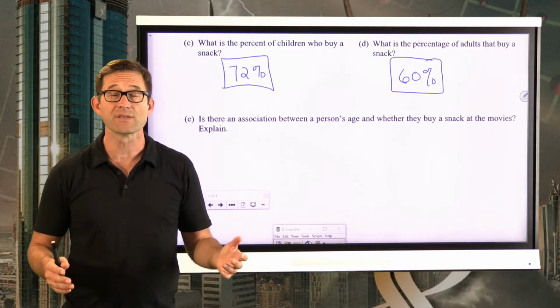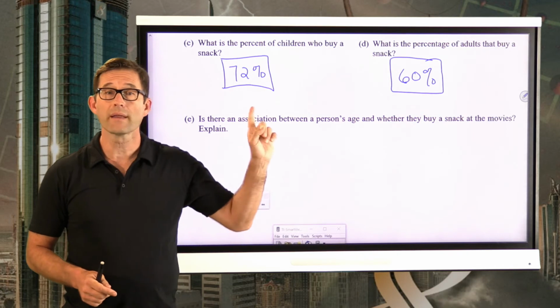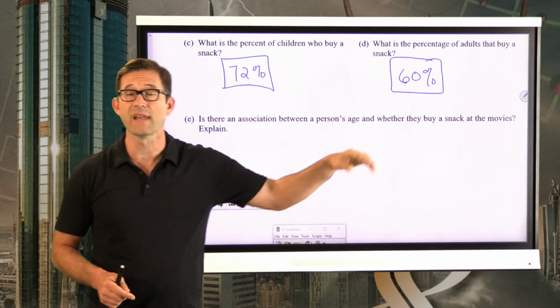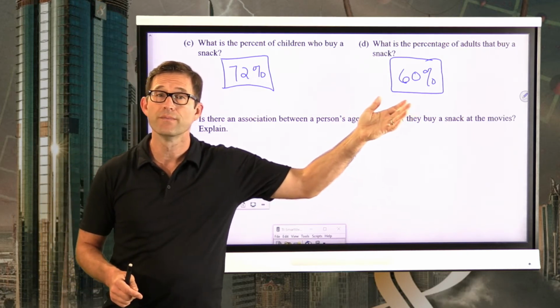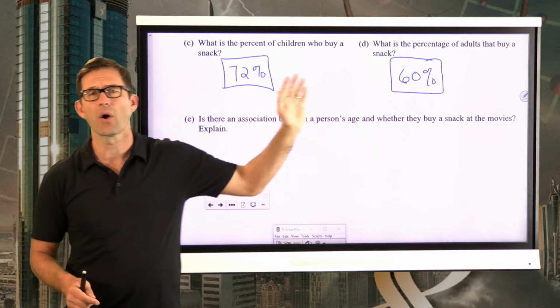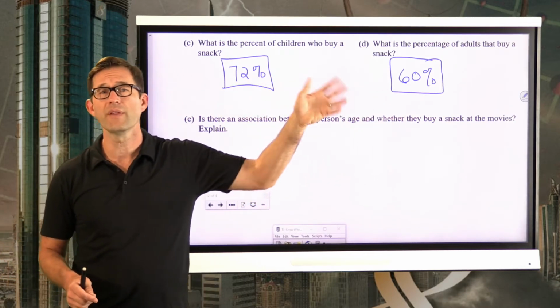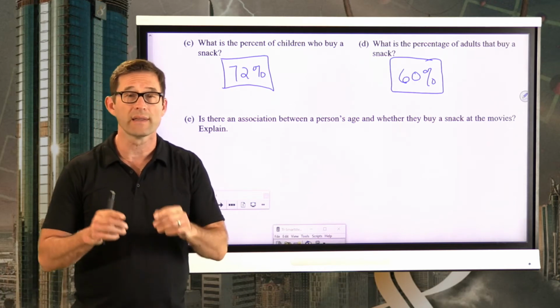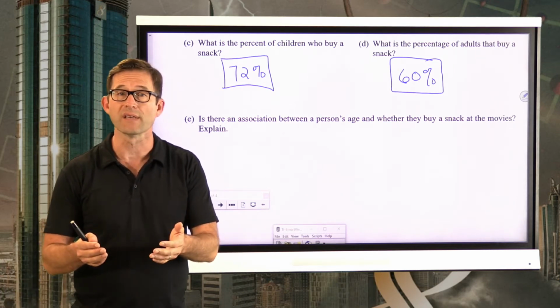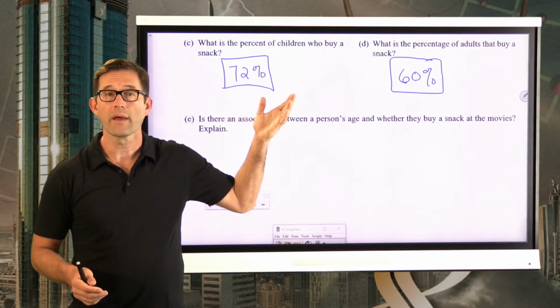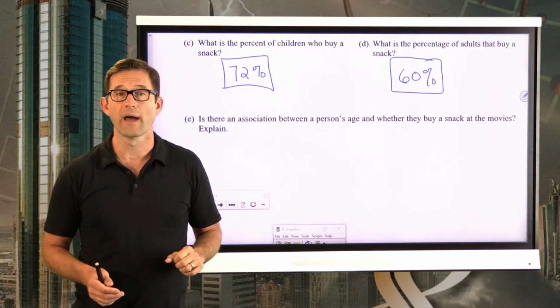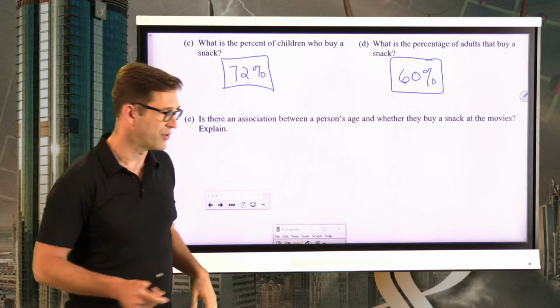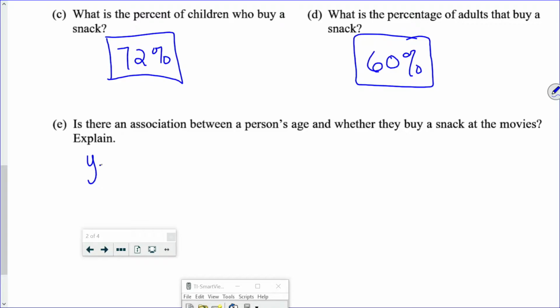And the answer is yes, right? It is more likely if you're a kid that you will buy a snack than if you're an adult, okay? If these numbers are the same, or roughly the same, then there's no association, okay? But what we saw, at least based on this particular data set, is that it is more likely that you will buy a snack if you're a child than if you're an adult.